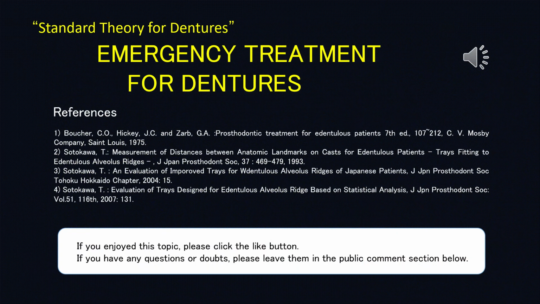Emergency treatment for dentures is now complete.